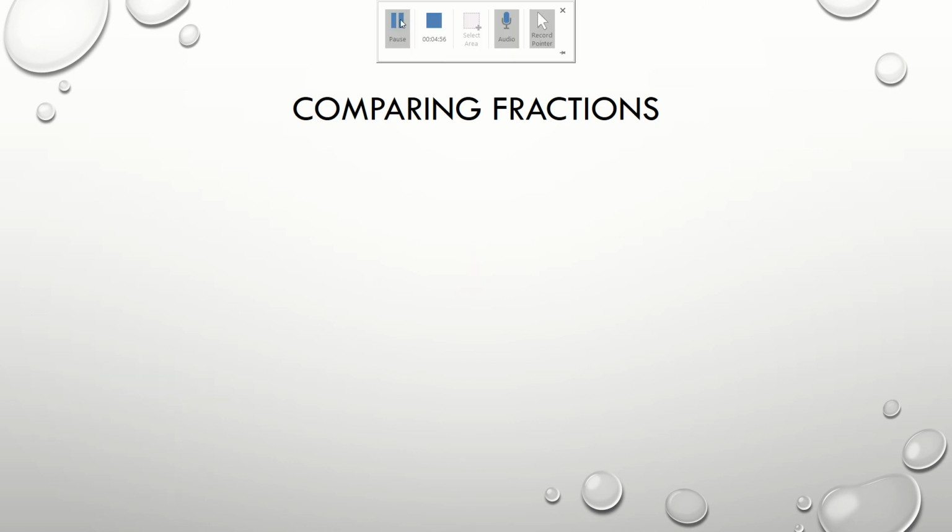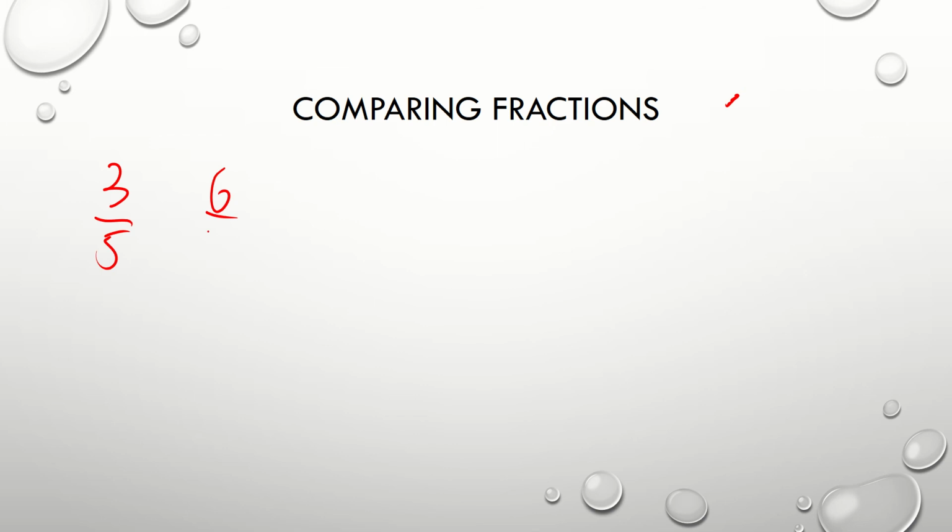Okay, let's try another one here. Let's go with a couple different numbers: 3 over 5 and 6 over 10. As we can see, these are two different fractions completely, but we can find a common multiple between them. So on the bottom of the list, 5, 10, and 10 are my multiples.